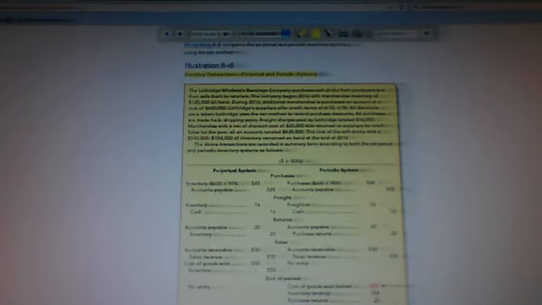And we see here in illustration 8-6 a number of transactions that compare the perpetual and periodic systems for Lothridge.